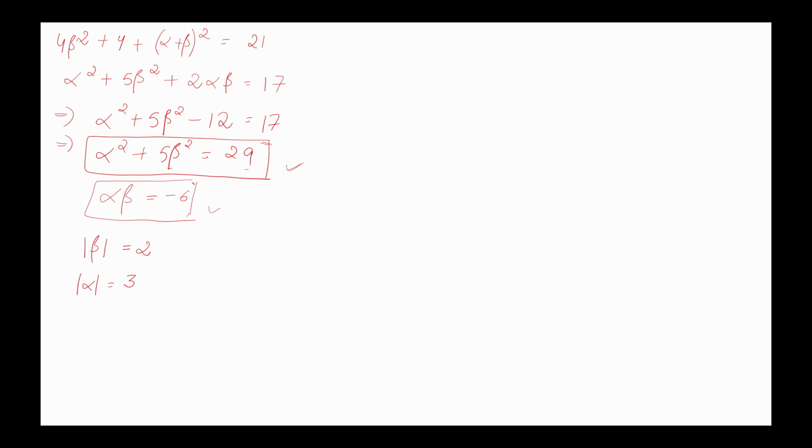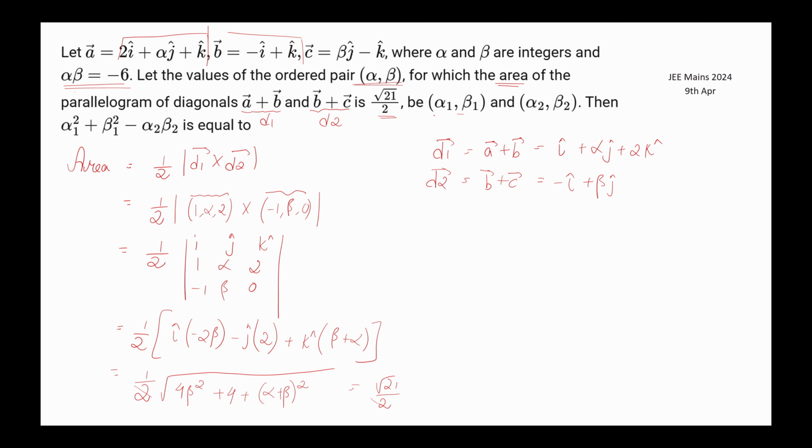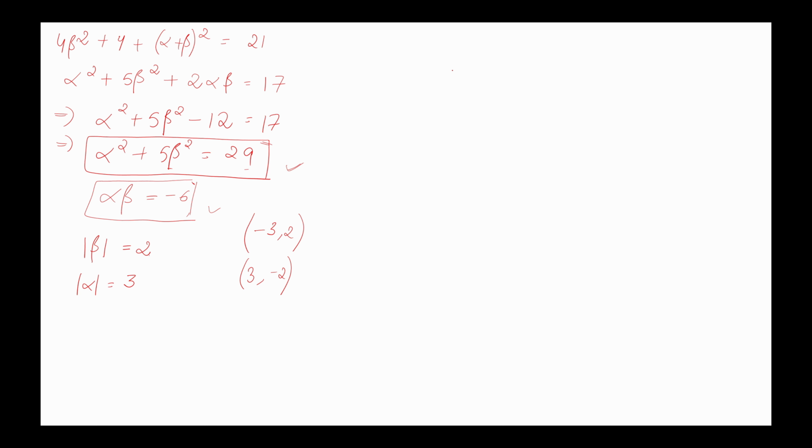So this is the first thing that we've gotten. From here, how many combinations are possible that would satisfy both these equations? One pair that would satisfy is -3, 2, and the other pair that would satisfy is 3, -2. Apart from this, I do not think there are any other values that would satisfy this equation. So basically, by hit and trial method, we've gotten our values of alpha 1, beta 1, alpha 2, beta 2. So our alpha 1 becomes -3, alpha 2 becomes 3, beta 1 becomes 2, and beta 2 becomes -2.